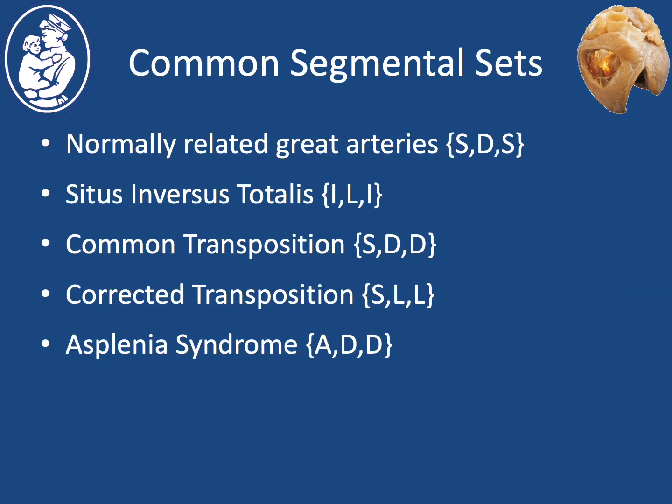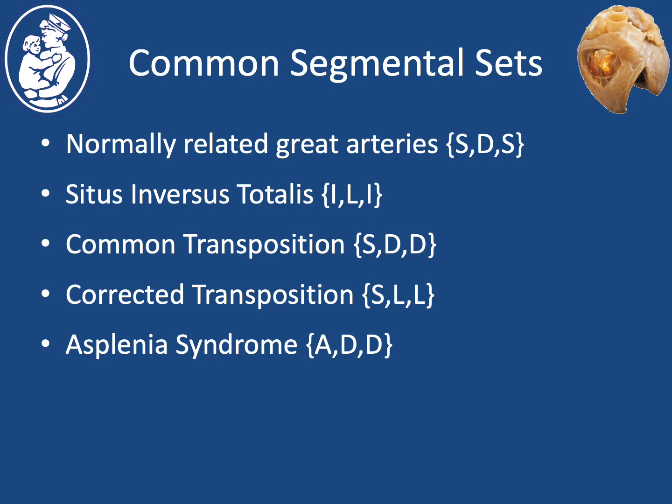This list illustrates some common segmental sets. Probably most people listening to this cardiac registry cast have Situs normally related great arteries, with Situs atria, D-looped ventricles, and Situs normally related great arteries for a cardiotype of SDS.